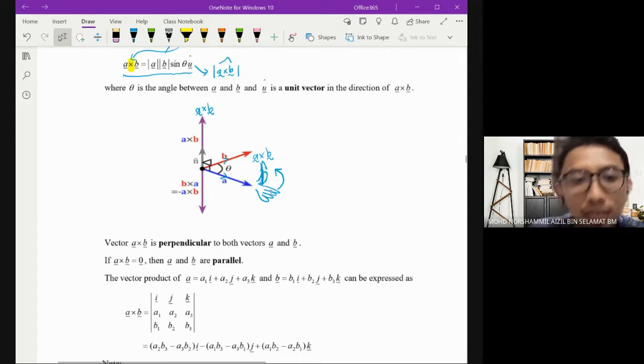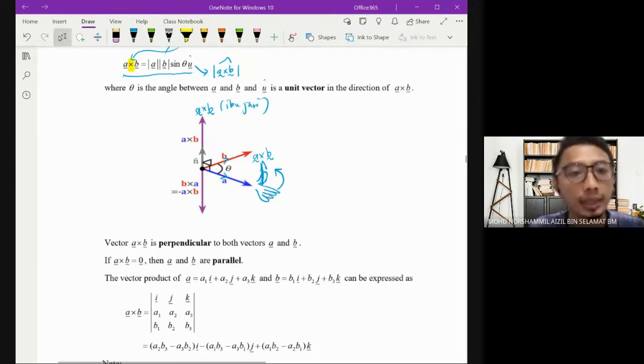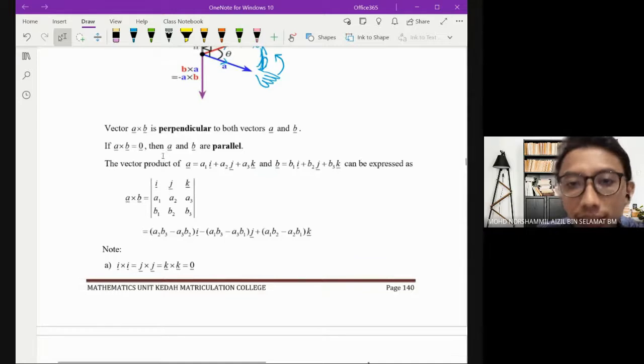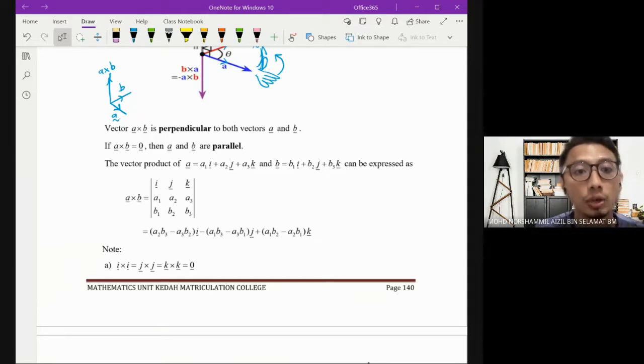Alright, so that's how it is. You point your hand at A and then grab towards B. When you grab towards B, your thumb points upward. So that is going to be A cross B. It must be the right hand, don't use the left hand. Vector A cross B is perpendicular to both A and B. If this is A and this is B, the perpendicular part is A cross B, and in this case it must go upward because we are using the right hand grip. So it must be 90 degrees.